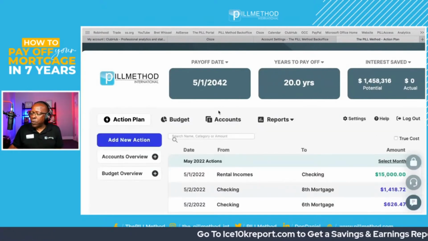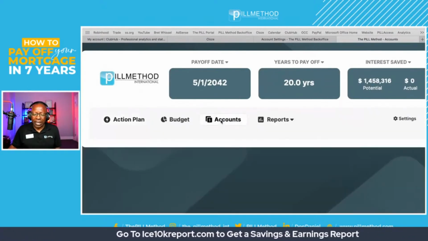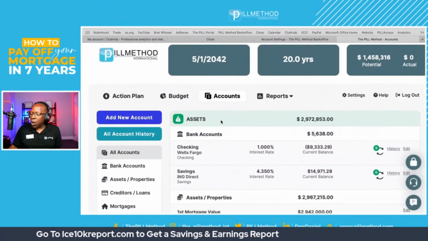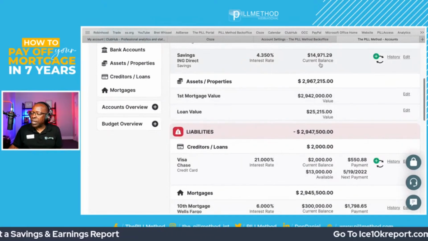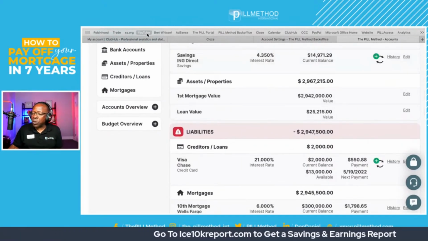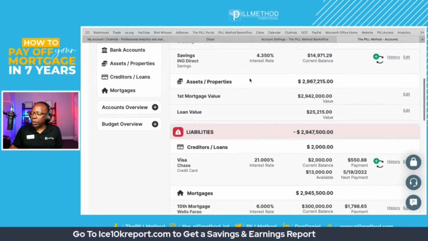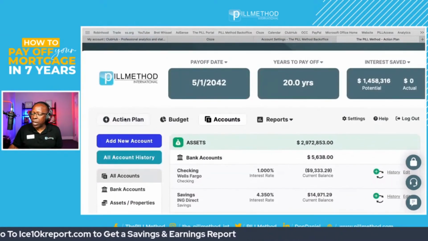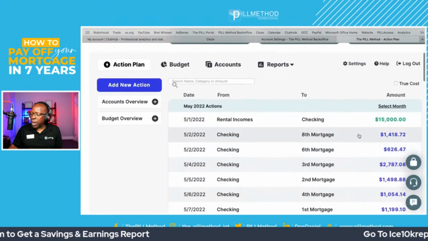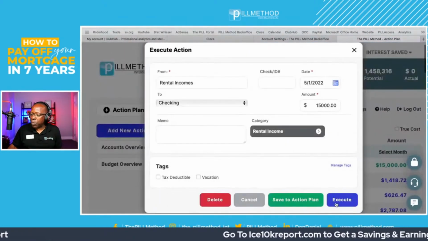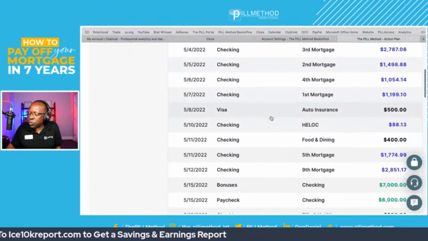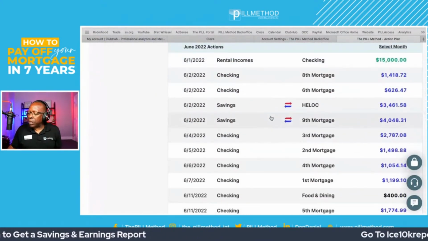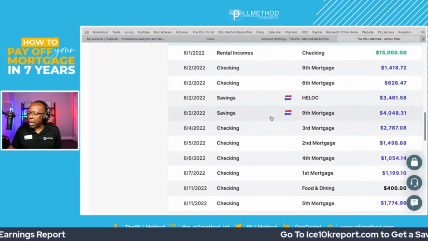Now, once we do that, we take a look at the accounts and see how all of that works. We have over $14,000 in savings here. So now we'll go back to the action plan. Oh, I forgot to put our money in the bank. Let's execute that and put our money in the bank into the checking account. Now let's go down and take a look at what the program is doing.